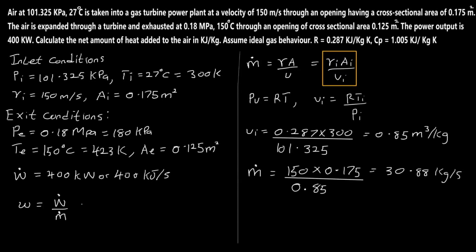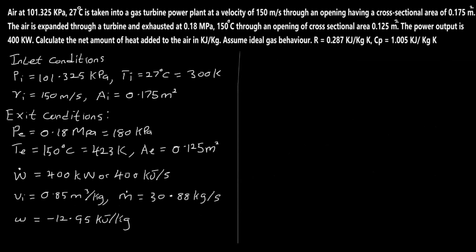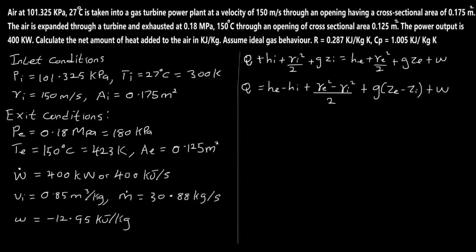And we can now use the mass flow rate to calculate the work done per unit mass. And for this, we get 12.95 kilojoules per kg. We're going to write this as a negative value because work is done on our fluid. Using our energy equation, we can find the heat supplied to the air. Since we're assuming air is an ideal gas, we can say HE minus HI equals Cp into Te minus Ti. Also, there's no change in height or potential energy, so g into Ze minus Zi equals 0. So our energy equation looks like this.